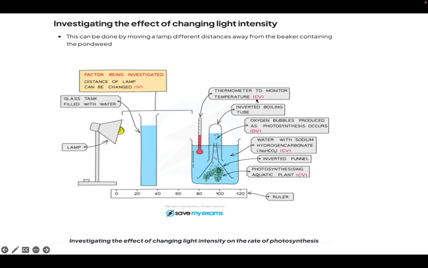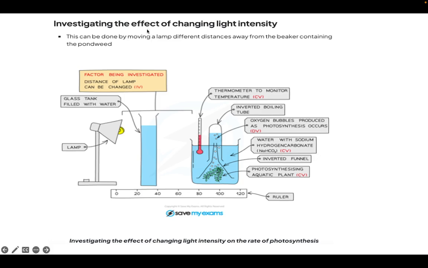The control variable, we saw, should be the temperature. Carbon dioxide should also be a control variable, meaning water with sodium hydrogen carbonate should be kept the same. The aquatic plant used should be the same. That's why we have control variables. What are we changing? We're only changing the distance of the lamp. That's the only change, and that change changes the light intensity. I hope it is clear.